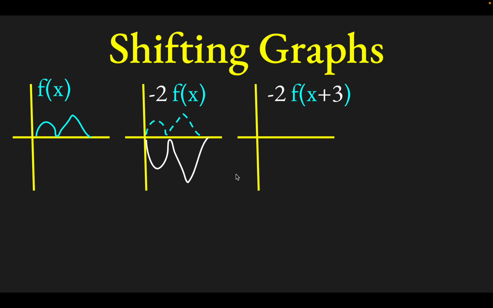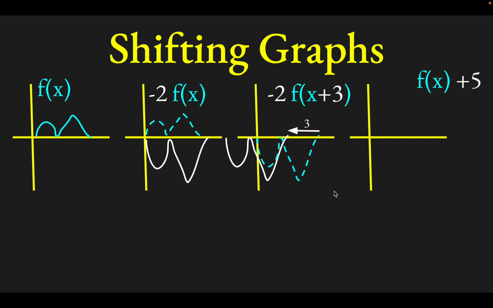So let's look at a couple other examples. Say we had to graph -2 times f of (x plus 3). The action of this x plus 3 is that it is going to shift the function to the left by 3 units. So if we start out with -2 f of x, which I'm showing here with dotted lines, then we have to shift this thing to the left by 3. And so -2 f of (x plus 3) would look like this white curve here.